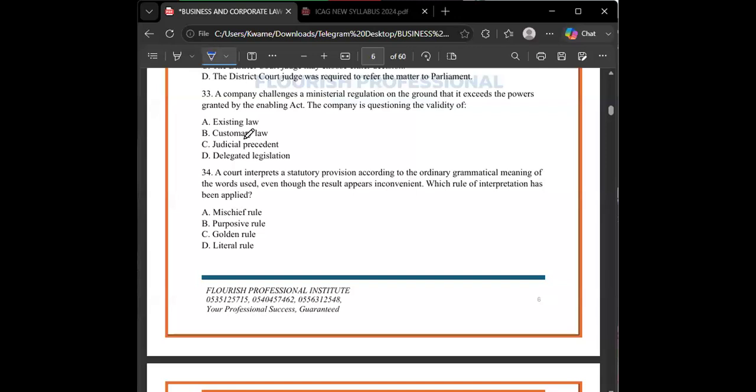A company challenges a ministerial regulation on the ground that it exceeds the powers granted by the Enabling Act. The company is questioning the validity of A. Existing law, B. Customary law, C. Judicial law, D. Delegated legislation.